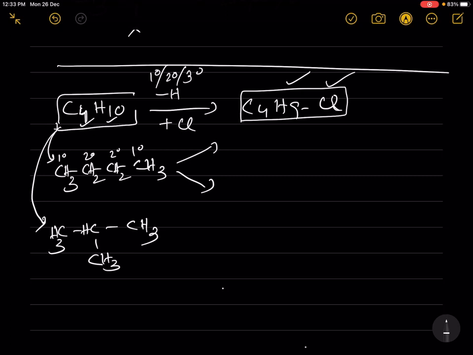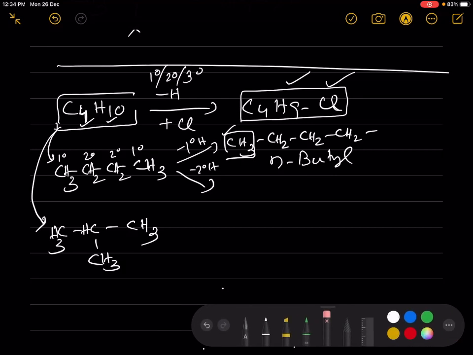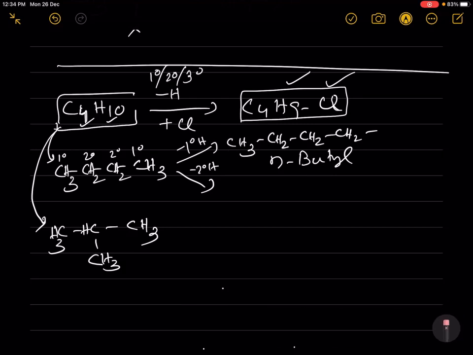So you can remove a primary hydrogen atom or you can remove a secondary hydrogen atom. If you remove one primary hydrogen atom, then you will get CH3 CH2 CH2 CH2 bond. This is N-butyl. You can remove from here also, same story. You can remove from here, but you won't get a different one. So we have removed only one primary hydrogen atom. Similarly, you can remove secondary hydrogen atom from this carbon or this carbon. So you are getting CH3 CH bond CH2 CH3, and this is your sec-butyl.